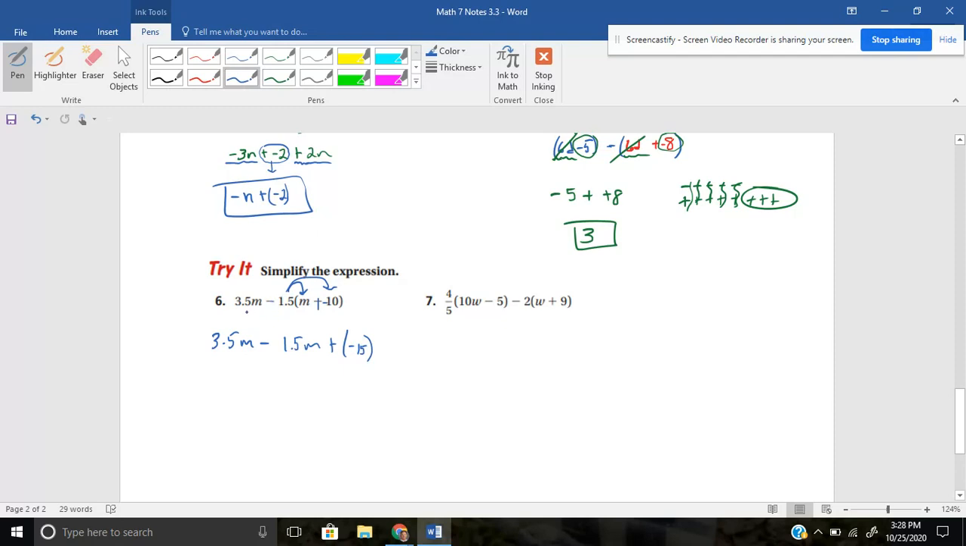And now we need to subtract these. So 3.5m minus 1.5m would give me, let's see here, 3.5 minus 1.5 would be 2m, right? And then I'll just bring this down in my expression, plus negative 15. Same thing as 2m minus 15.